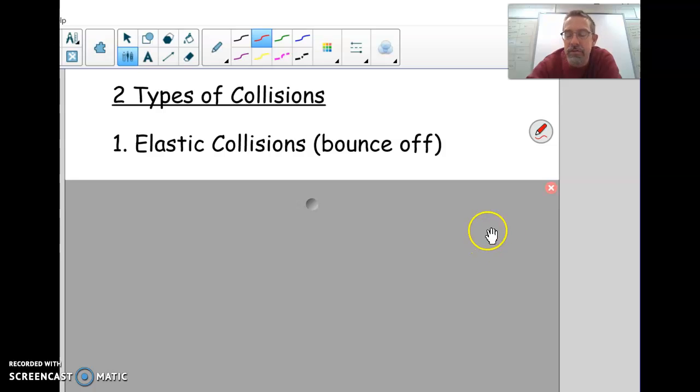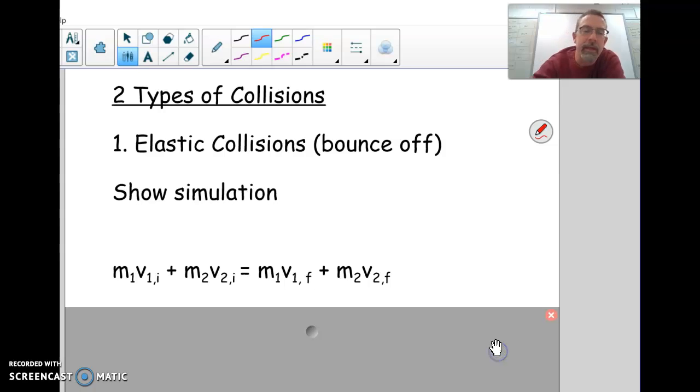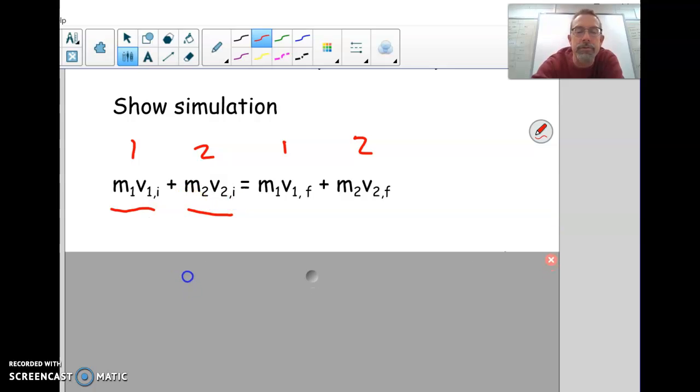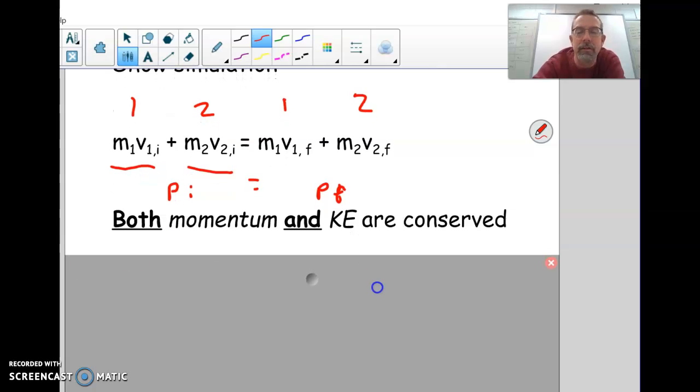So in an elastic collision, the objects are going to bounce off each other. I have two objects, object 1 and object 2. This would be the total initial momentum, the addition of those two together. We'll call that P initial, and this is going to be the P final, both of these two momenta together. So that is an elastic collision. And in an elastic collision, both momentum and, as we're going to find out, kinetic energy are conserved.